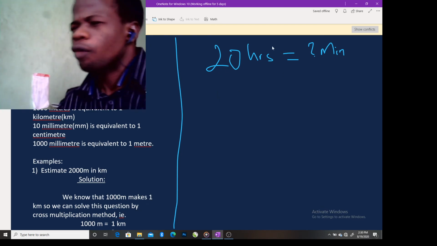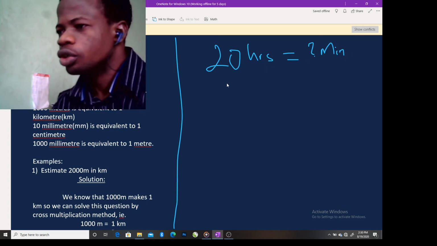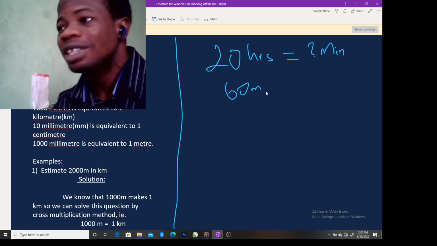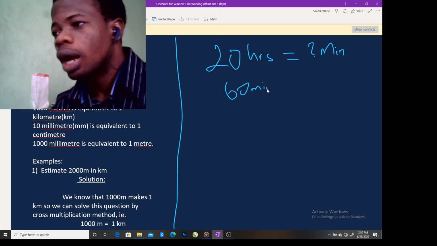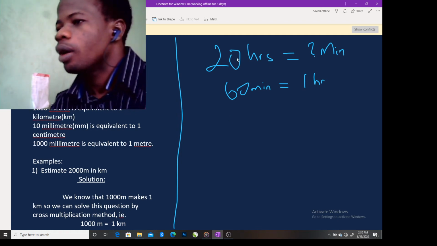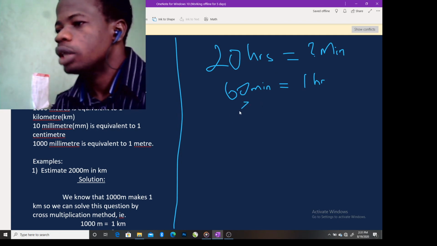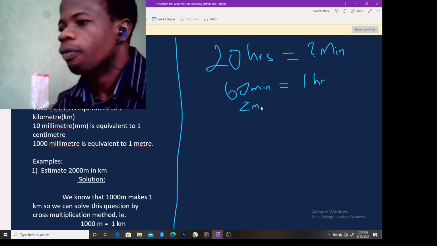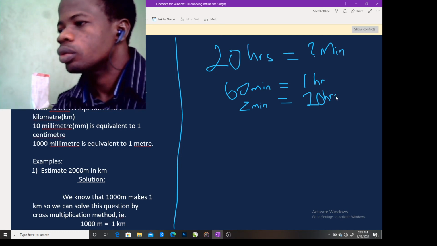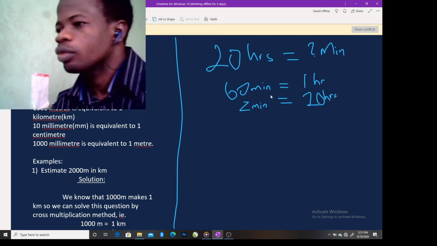First know the relationship between hours and minutes. What relationship? 60 minutes. Everybody knows this. 60 minutes will give us 1 hour. So it's equivalent to 1 hour. You don't have the minutes here, so let me put Z minutes. That should be equal to 20 hours, since you want to change 20 hours to that. So what do you have? Cross multiply.